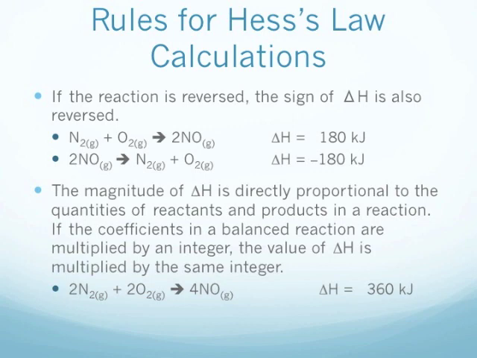The magnitude of the change in enthalpy is directly proportional to the quantities of reactants and products in a reaction. If the coefficients in a balanced reaction are multiplied by an integer, the value of the change in enthalpy is multiplied by that same integer. In other words, if the reaction needs to be doubled, then the change in enthalpy must also double. If the reaction has to be divided in two, then the enthalpy must also be divided in two.